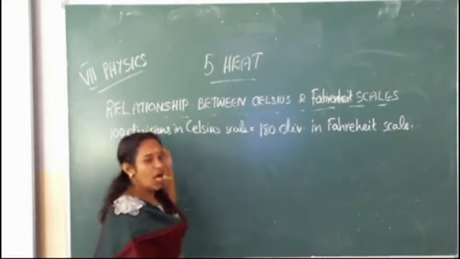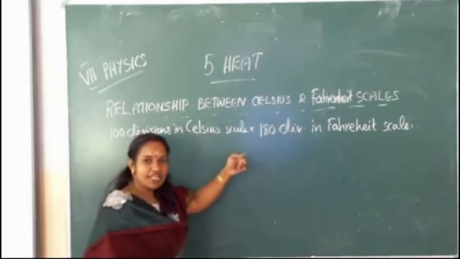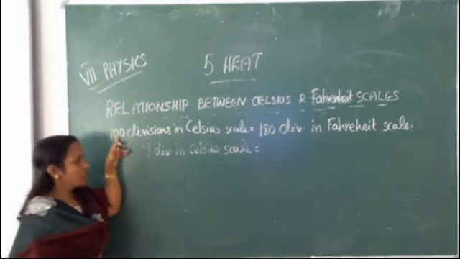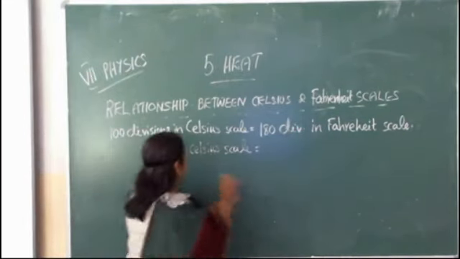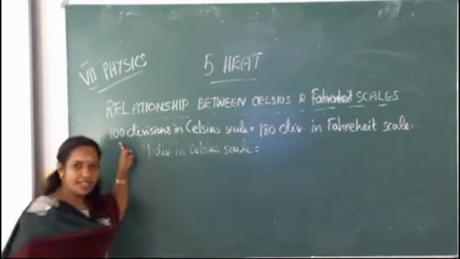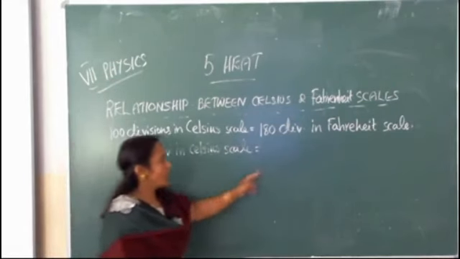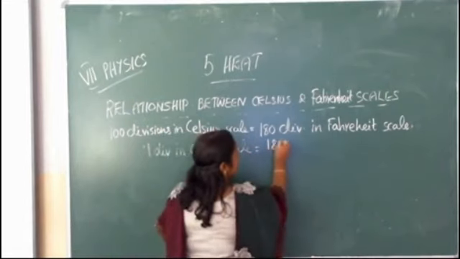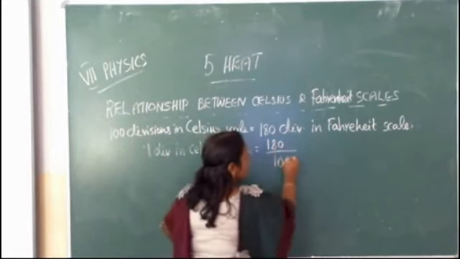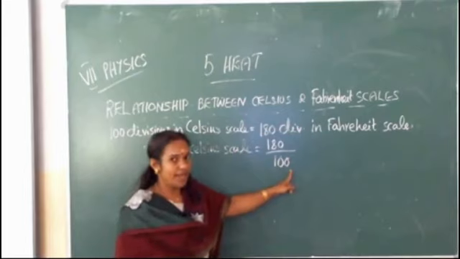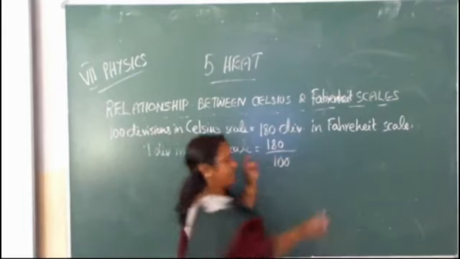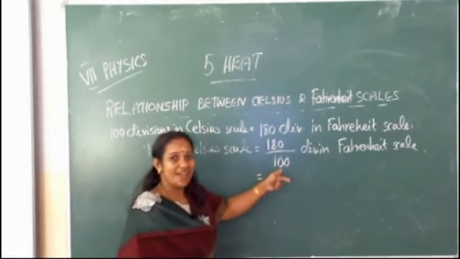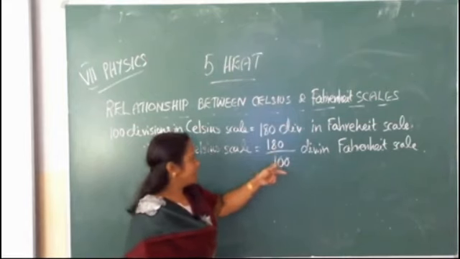So from this, how we will get one division in Celsius scale? Here 100 is there, that I have to take to RHS. Here 100 is in numerator. When it is going to RHS, it will be in denominator. So 180 divided by 100 divisions in Fahrenheit scale. 180 by 100. Both the numbers we can divide by 10.